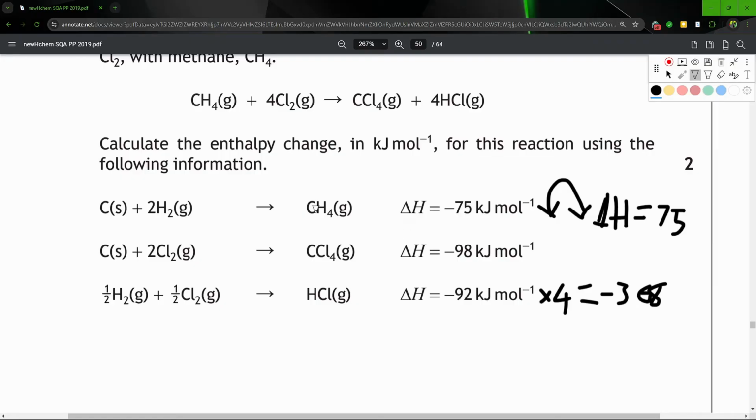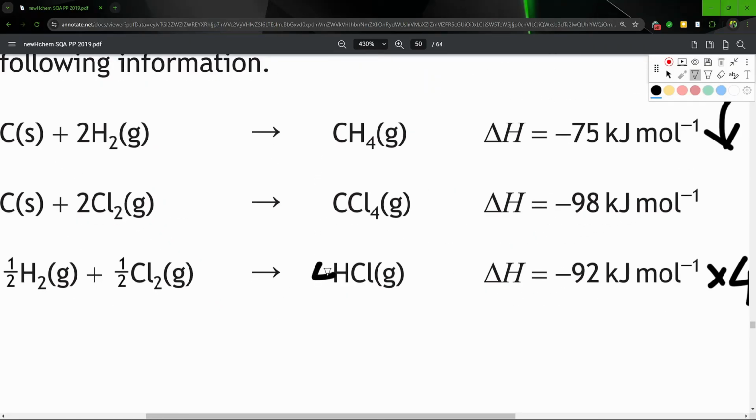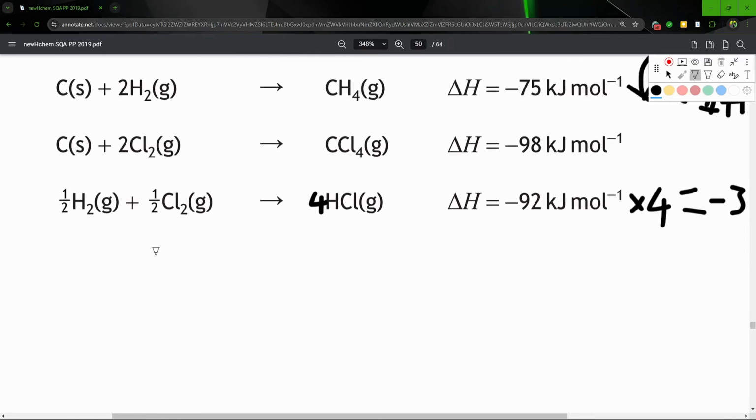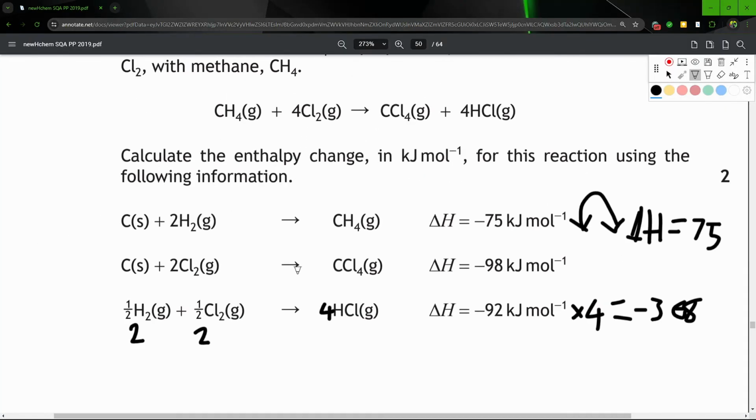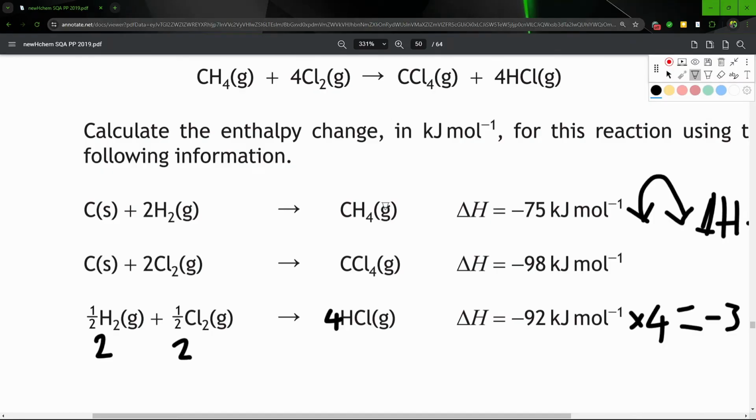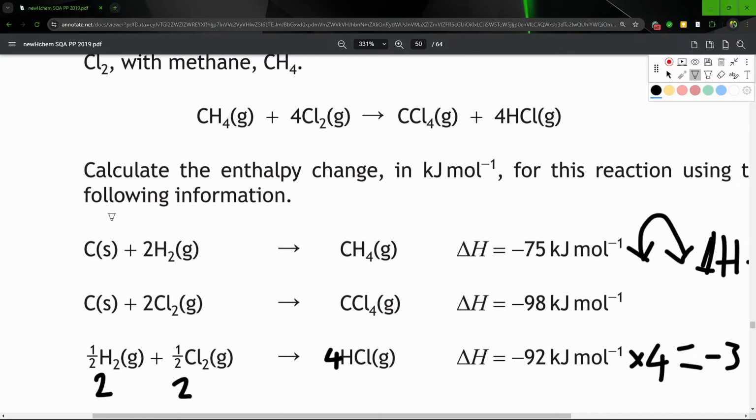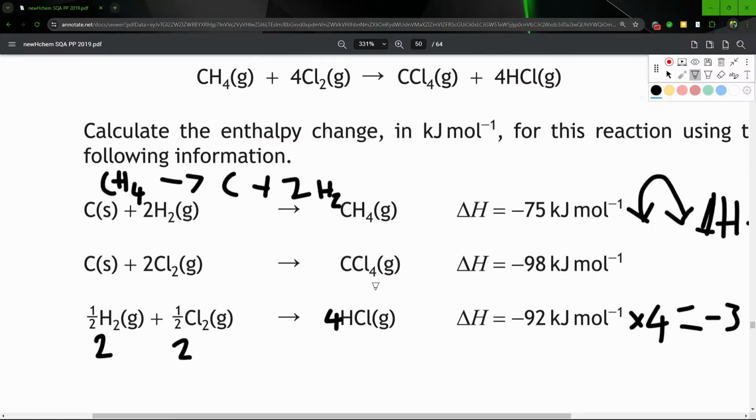But then if we've times this by 4, then this would become 2, and this will also become 2. We'll just see if it all makes sense. So remember, this one's flipped over. So I'll write it out flipped over, just to make sure we're all on the same page here. And I won't bother writing state symbols because I'm a rebel who goes against society's norms. We're just going to make sure this all makes sense.